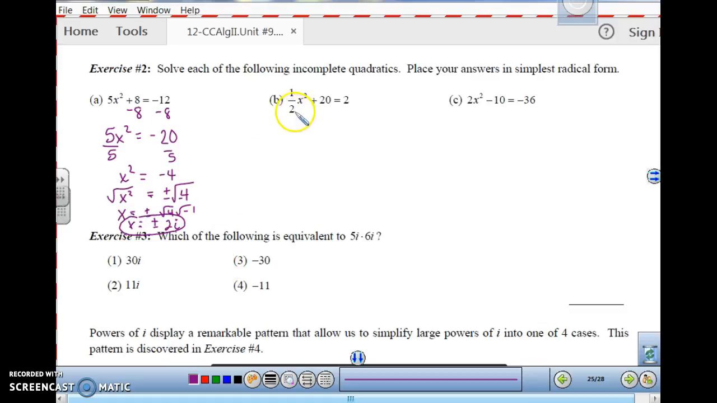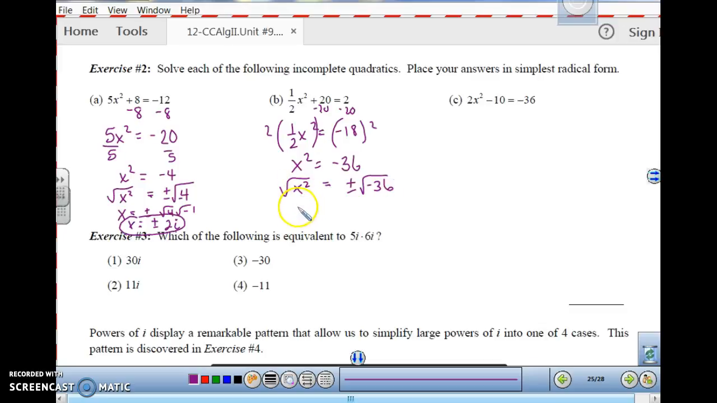All right, 1/2 x squared plus 20 is equal to 2. Get the x squared by itself, subtract the 20. 1/2 x squared is equal to negative 18. To get rid of the fraction, we multiply both sides by 2. We get x squared is equal to negative 36. Take the square root of both sides. Don't forget it's plus or minus.